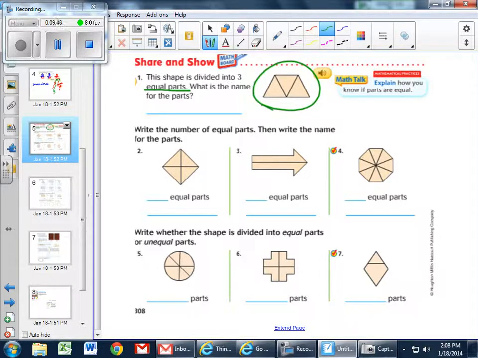So what is the name of the parts? Let's see. It's 3 equal parts, so it's going to be thirds. Each one is going to be 1/3. Okay? It actually wants you to use the vocabulary word here. I also want you to write the fraction. So 1/3 is representing one of these pieces. If you did two of the pieces, this would be 2/3. If you did all of the pieces, then it would be 3/3. So your fractional name of the parts is that it's split into thirds.